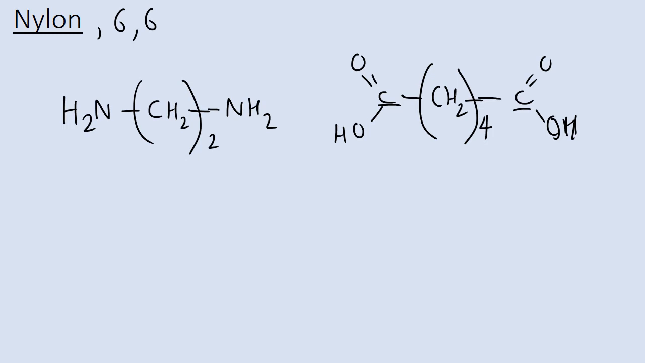Let me draw this polymer chain out. I'll put NH. And this will have, you've probably noticed that I've made a mistake up here, look. I said that it was 6 carbons long, I've written 2.